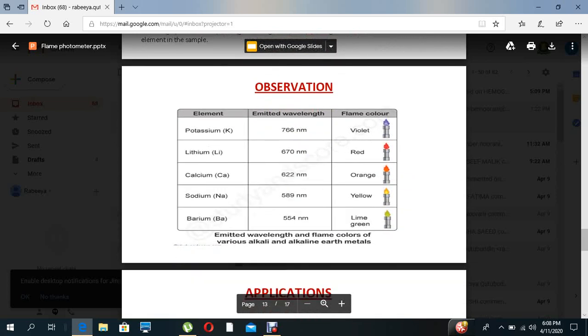Here we have a table which shows the elements, the emitted wavelengths, and the flame color. Please note that the emitted wavelengths are constant and the colors are determined by the wavelength.